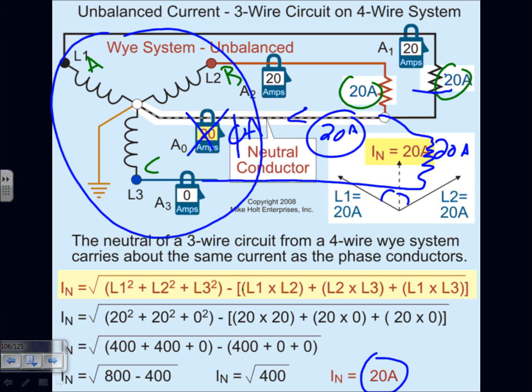Any question, guys, about how to use the formula, though? How do you use the formula? You square L1, square L2, square L3, which is 0. Then multiply L1 with L2, L2 with L3, and L1 with L3. Add them up, subtract them from the sum of the squares of all the L's.